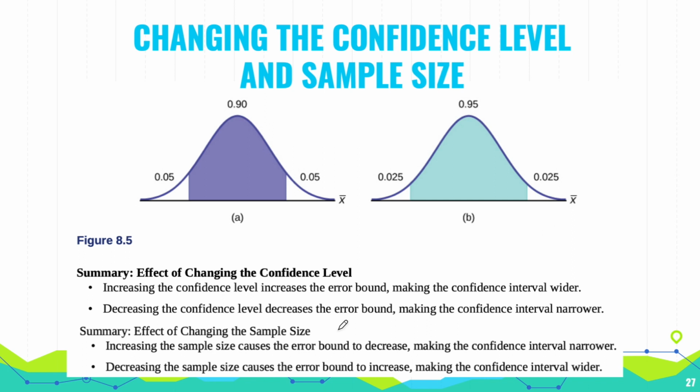Let's summarize the effect of changing the sample size. Increasing the sample size will cause the error bound to decrease, which makes the confidence interval narrower. This makes sense, right? Law of large numbers. As we increase our sample size, we're going to see more precision in our statistics. However, decreasing the sample size will cause the error bound to increase, making the confidence interval wider. So again, you want to think about justifying your information. Do I want to sample more people so that I have a smaller interval and more precision in my estimate? Or is sampling a lot of people going to cost me a lot of time, energy, or other resources, so I'm happier having a wider interval?